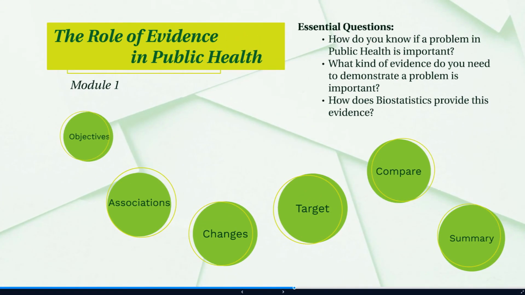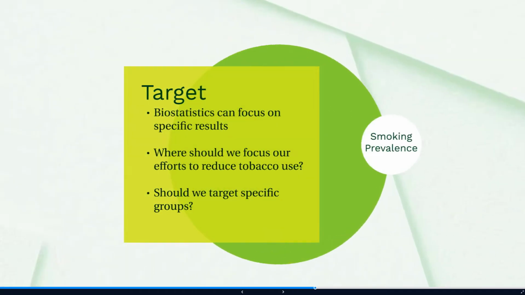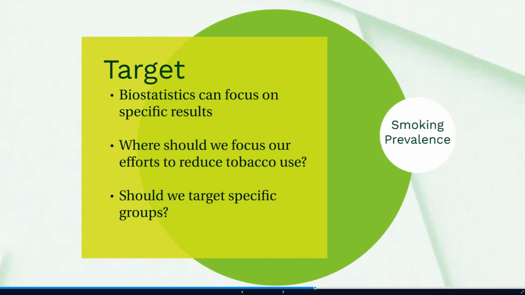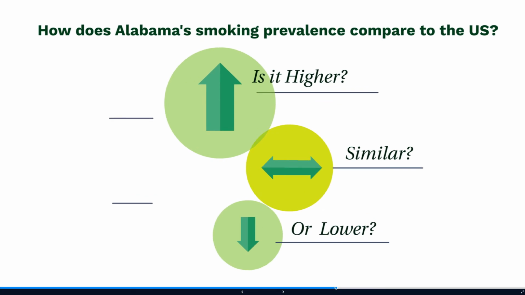Let's take a look specifically at how we can target specific populations for interventions towards public health improvement. Biostatistics can focus on specific results, as we saw in the prior infographic. Where should we focus our efforts to reduce tobacco use? And should we target specific groups for tobacco cessation? Let's take again a look at smoking prevalence. How does Alabama's smoking prevalence compare to the United States? Is it higher? Is it similar?